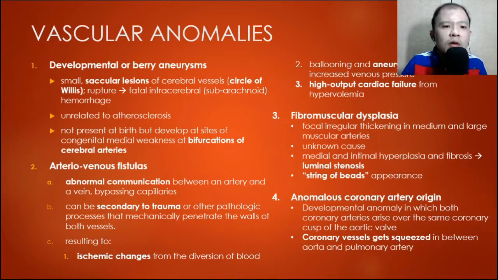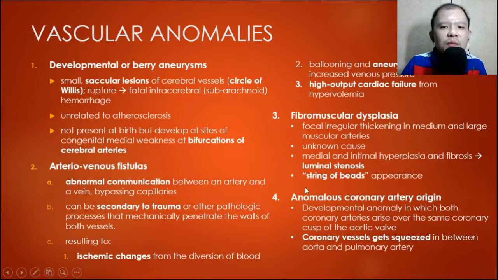Next, fibromuscular dysplasia. These are what we call abnormalities. These are irregular thickenings in the arteries. The cause is unknown. Histologically you see intimal hyperplasia and fibrosis leading to luminal stenosis, and it presents as a string of beads appearance.